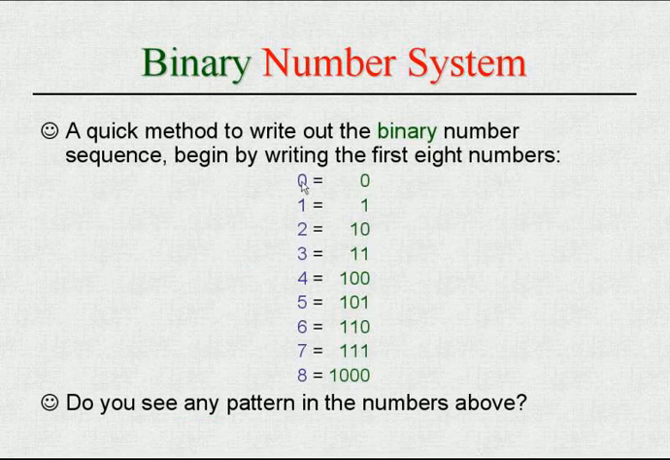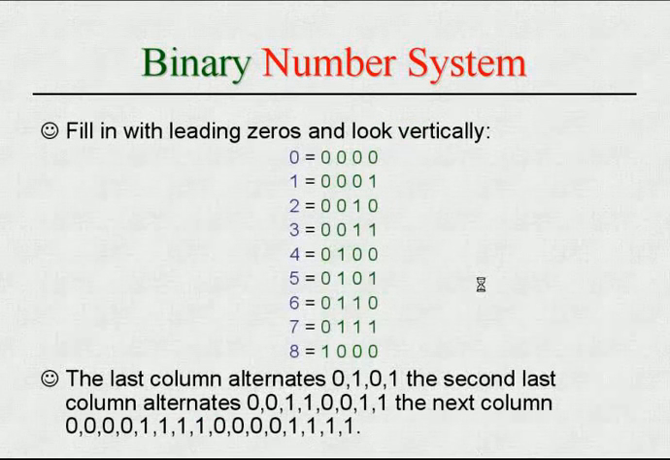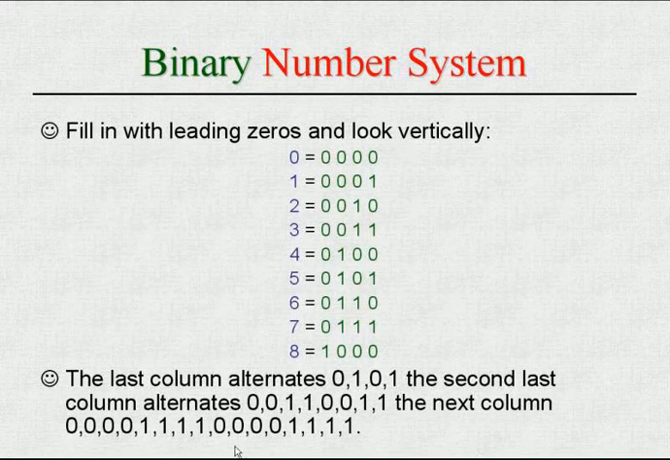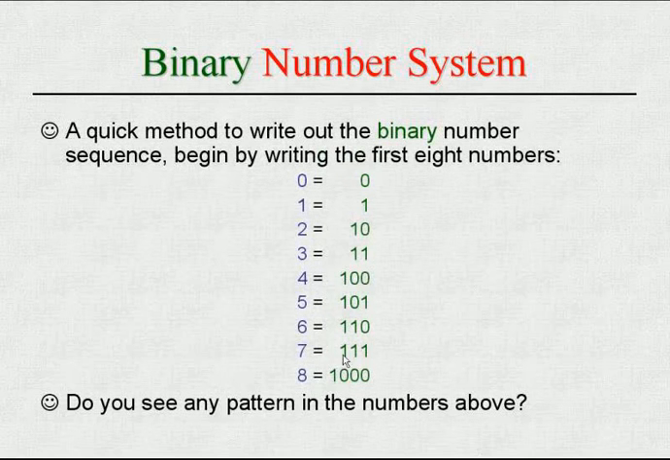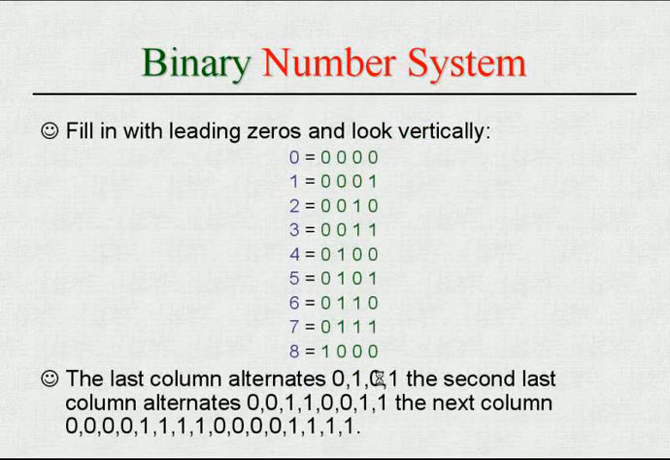For now, take the numbers from 0 to 8 and convert each of these to binary. When you do, you'll see you get the following. You get 0, 1, 10, 11, 100, and so on, all the way up to 1000. Do you see any pattern in these numbers up here? Look very closely. If you fill in all the previous numbers here with leading zeros so that they're all 4-digit numbers, you get the following.